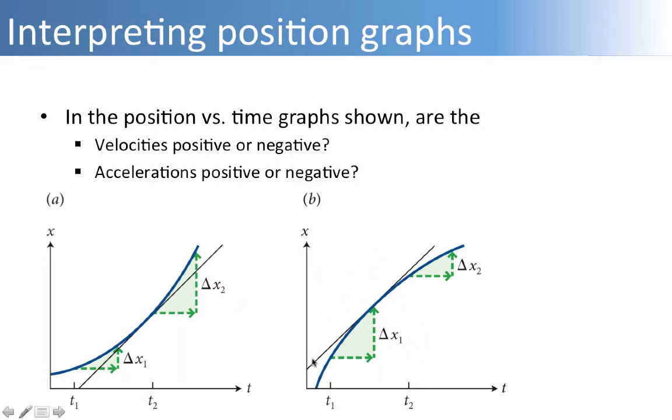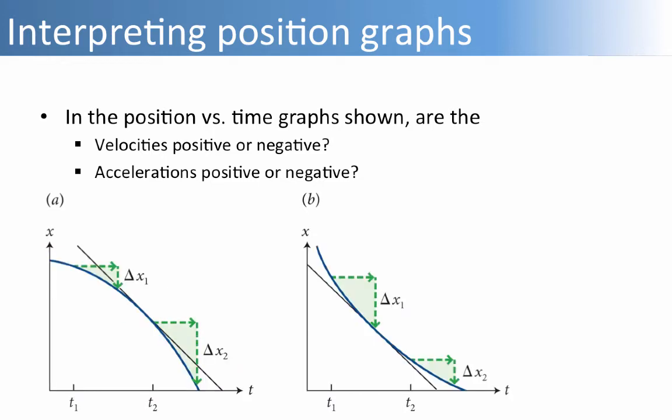This graph here, the slope is again positive. But in the one on the left, the change in position is increasing as time goes along. And in the one on the right, the change in position is decreasing as time goes on. This is going to tell us something about the acceleration. Let's look at these instead with the same set of questions.